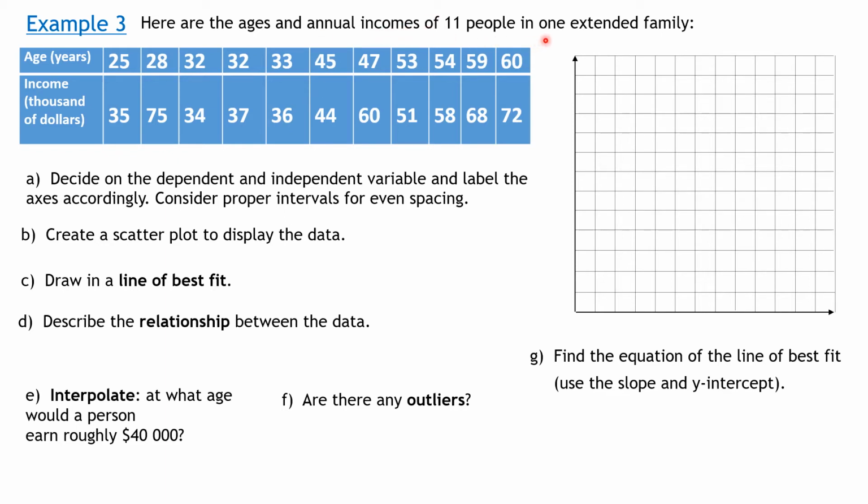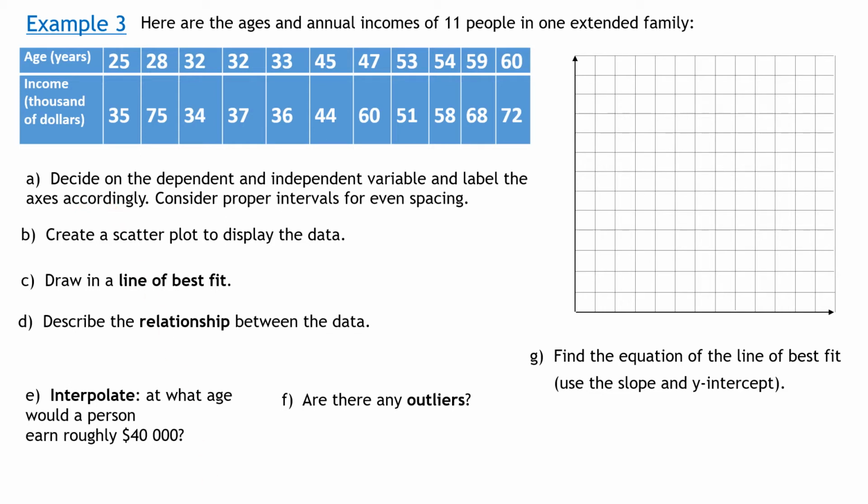So we've got 11 people in one extended family. Extended family, so your immediate family is your brothers, sisters, and parents. That's your immediate family. Your extended family are your grandparents, aunts, uncles, cousins. That's extended family. So we've got 11 people in one extended family, and these are all of their ages across here, and they're all in order from low to high, 25 up to 60. And this is how much money they're all making. Decide on the dependent and independent variable and label the axes accordingly.